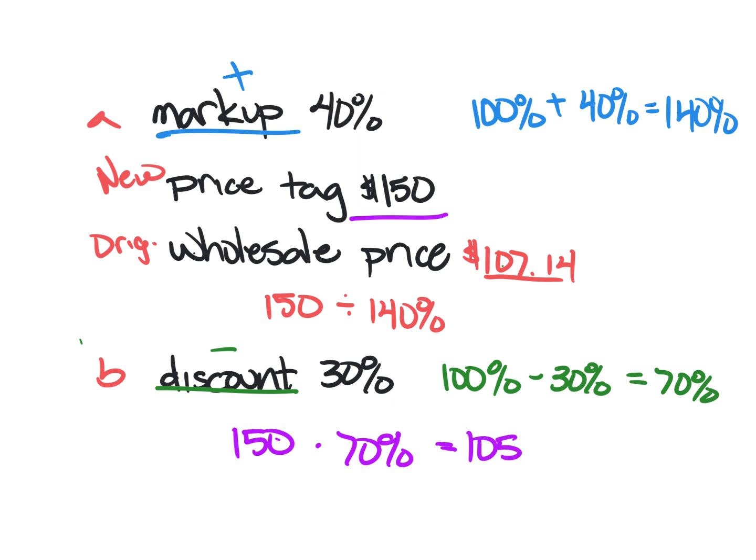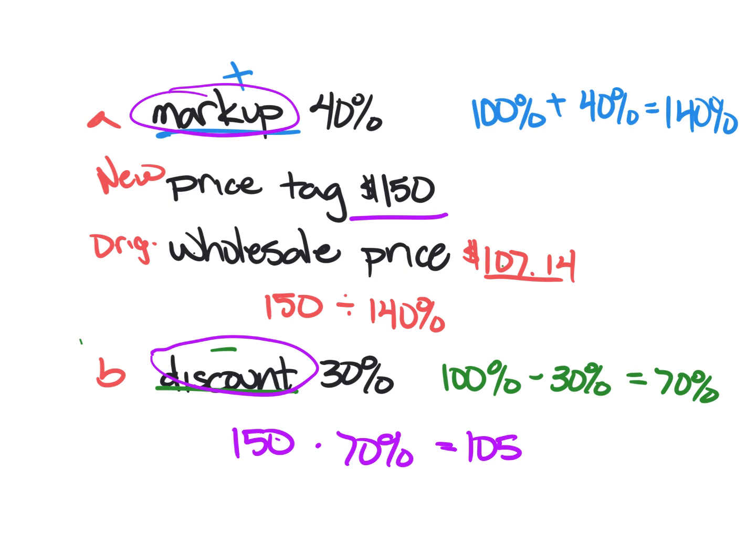Okay, so on number 3, you have 2 parts, part A and B, or part 1 and 2 on the Canvas. They're going to have 2 different percentages. Part A has its own percentage because we're talking about a markup. And part B has a different percent because we're talking about a discount. Okay, on part A, remember they were going backwards to find the original price, so we're going to divide.